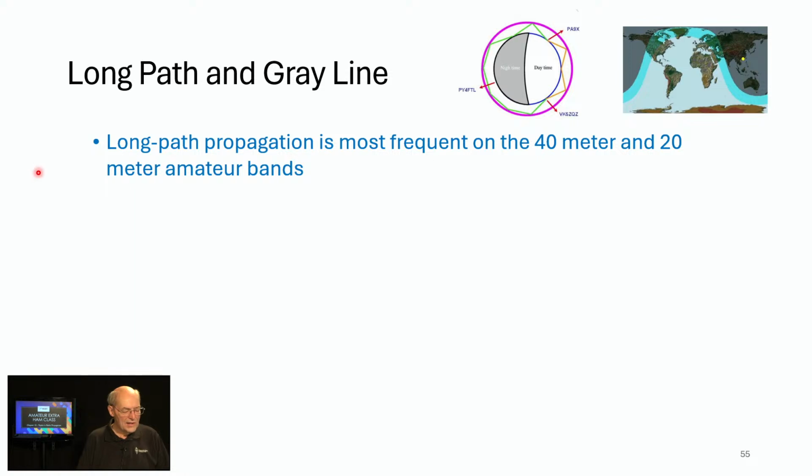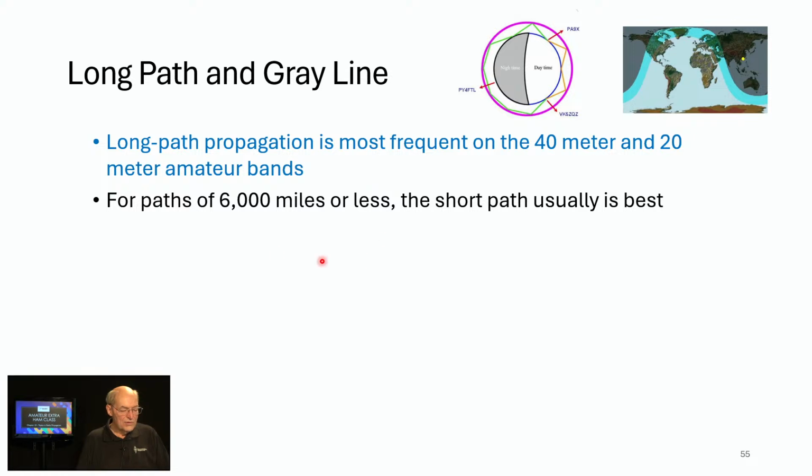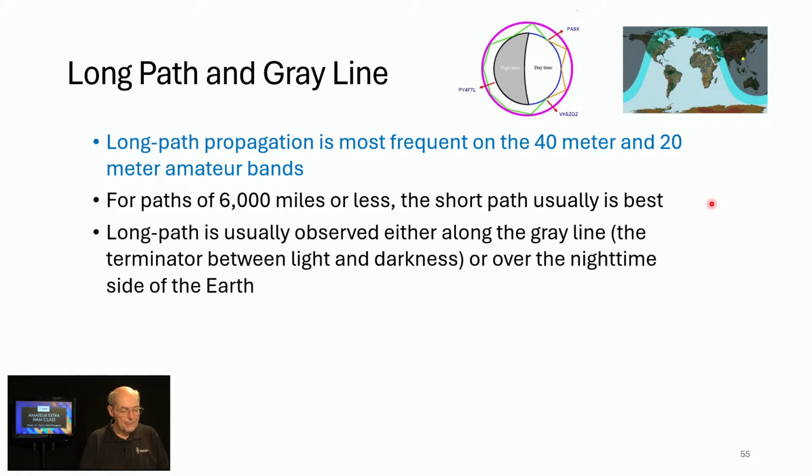A few more random facts related to that. So long path propagation is most frequent on the 40 and 20 meter amateur bands. So that's the place you'd be most likely to see it, or the most likely place to try it. For shorter distances, the short path is usually the best because the long path is going to be much weaker in signal energy, unless you're in a skip zone, and then the long path could actually be better in this case. So long path is often observed along the gray line or over the nighttime side of the Earth.